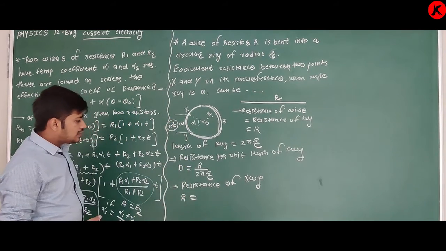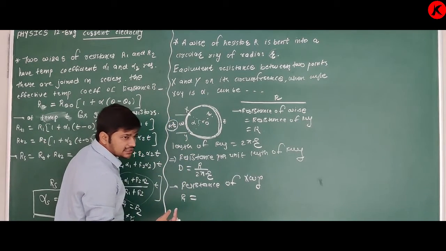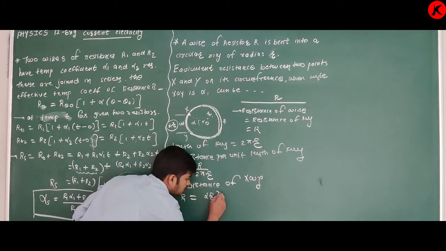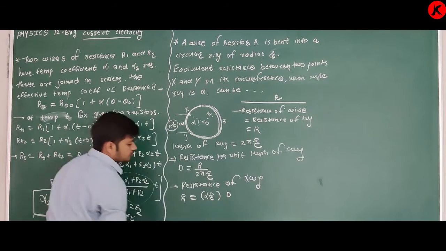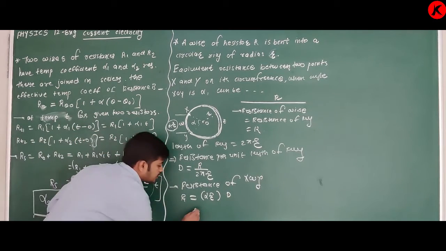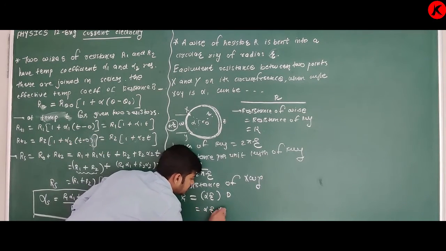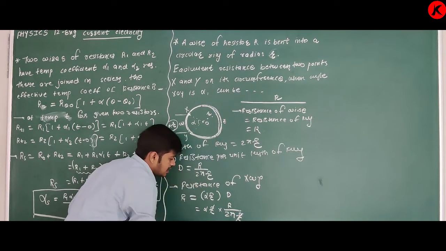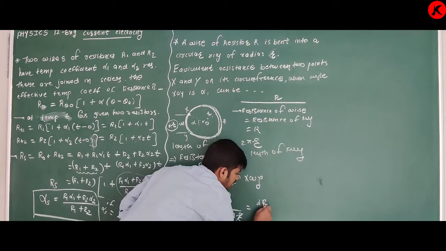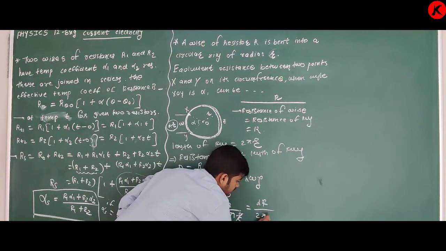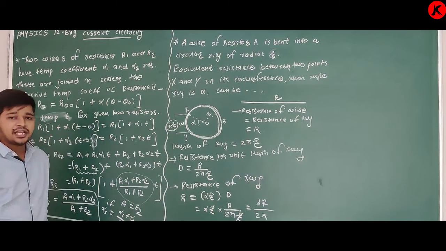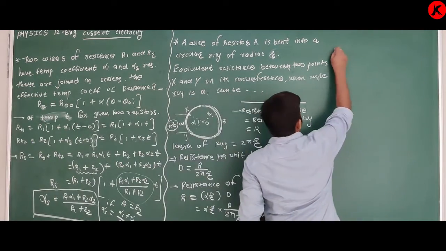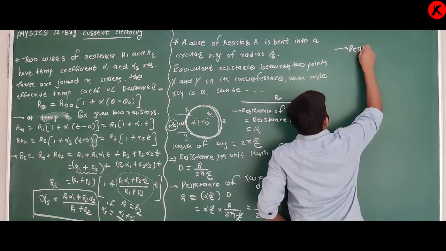Now, what is the meaning of resistance per unit length? If the resistance per unit length is D, then for length alpha R, the resistance is alpha R into D. So you can write it as alpha R into R upon 2 pi R. R cancels, so R1 is alpha R upon 2 pi. Any doubt?